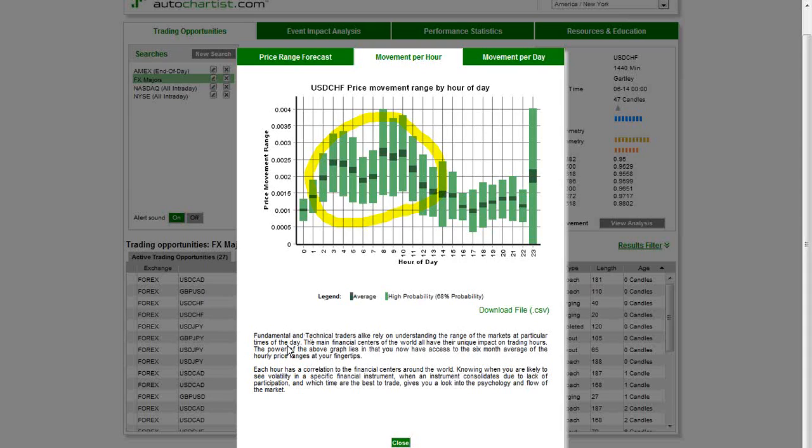However, I can still get quite a bit of volatility if I'm trading early morning in the US. I can still pick up quite a bit of volatility between 8 a.m. and 10 a.m. in the morning in New York. And that's actually where the most volatility happens. Right?